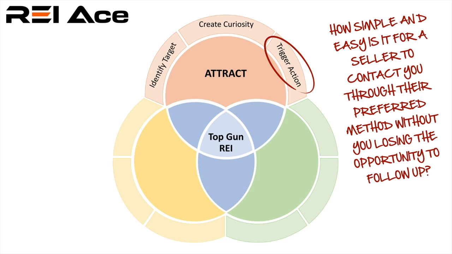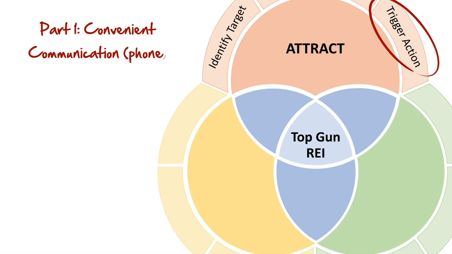So there's two parts to this one. For example, the first part is some sellers are going to prefer to contact you via phone. Others are going to want to text it. Others are going to want to visit your website and just kind of take a look and read through at their leisure. So you've got to remove all obstacles that may interfere with the sellers reaching out to you.